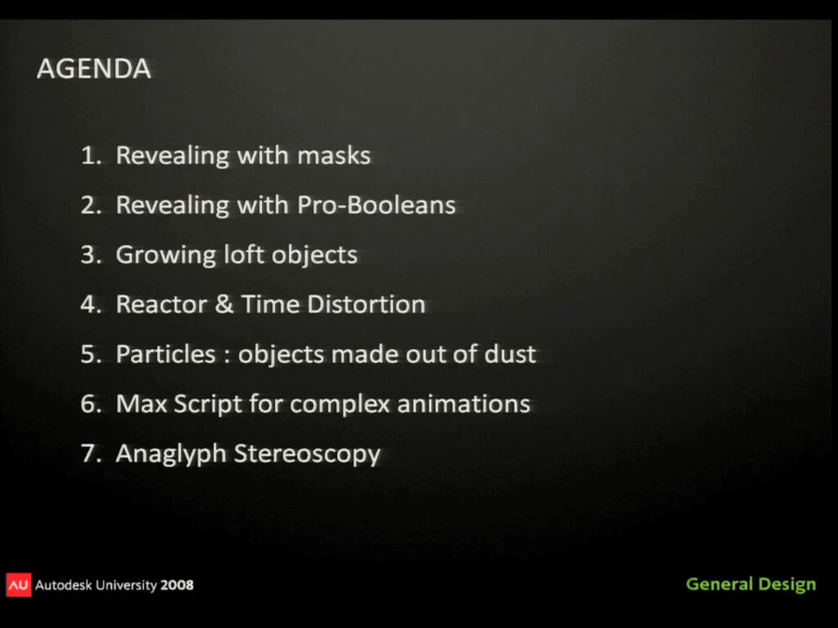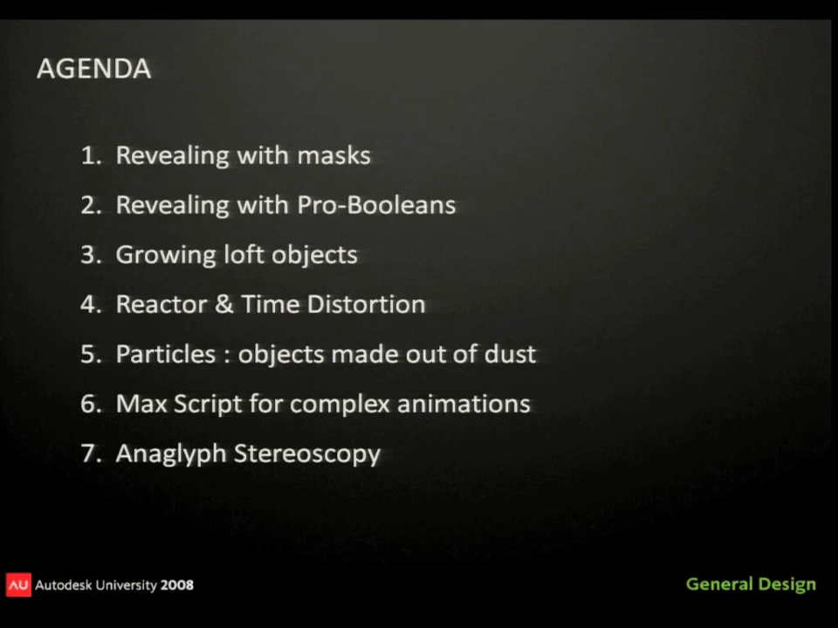So first we're going to reveal with mask, we're going to reveal with pro Booleans, we're going to reveal with Loft Object Reactor, we're going to do some particle stuff, and we're also going to do some MAXScript. And at the end, you all have those glasses on your seat. We're going to do some anaglyph stereoscopy, and you'll be able to bring that back home. Those glasses are yours. If you see some on the other seats, you can bring them home, and you'll be able to do stereoscopy at home at the end of this class.